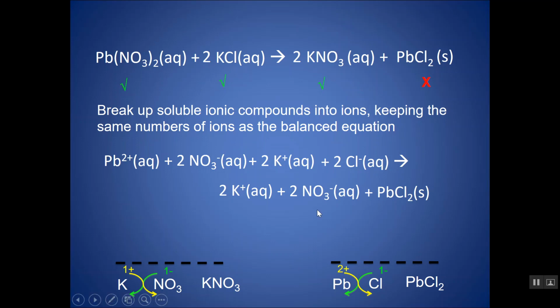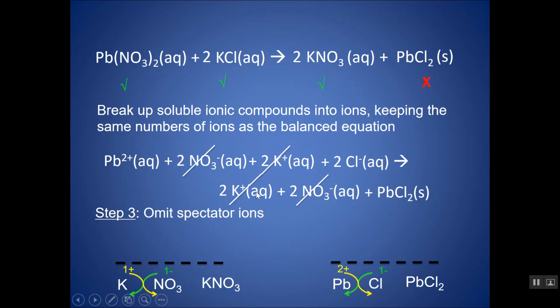So in this reaction, for instance, 2K+ is on the left and it's also on the right of the reaction. So it's not really doing anything if it's there to start with and there to end with. So we call it a spectator ion. It's really just watching the show, so we can cancel it out. The same thing is true of NO3-. There's 2 NO3- on the left and 2 on the right. So we'll cancel those out.